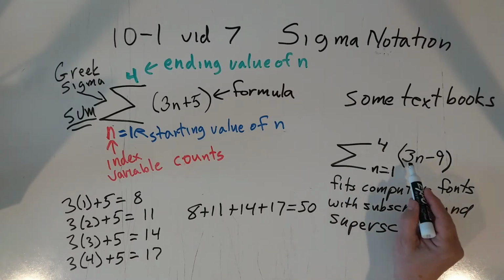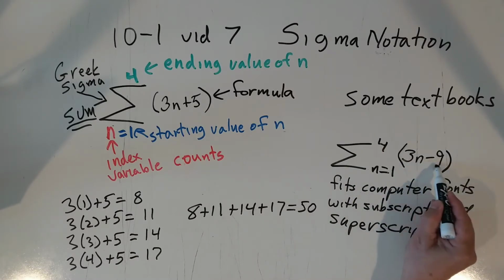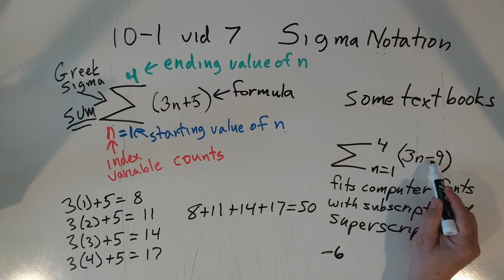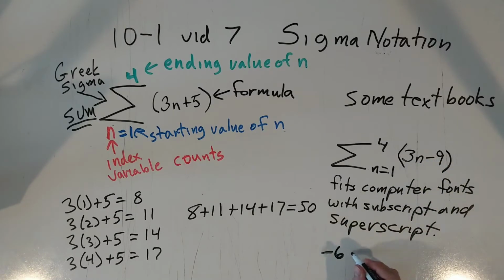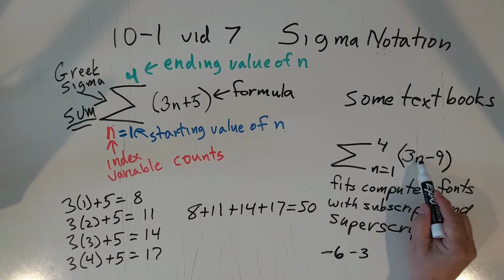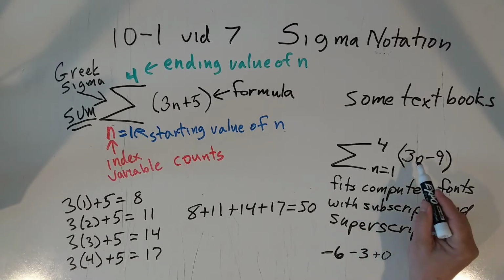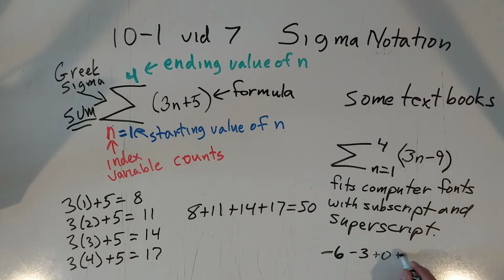So 3 times 1 is 3, minus 9 is negative 6. 3 times 2 is 6, minus 9 is negative 3. 3 times 3 minus 9 is 0. 3 times 4 is 12, minus 9 is 3. So this is the list of numbers we would be adding up, and that comes out to be negative 6.